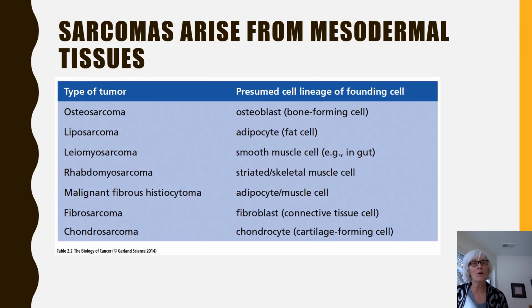Sarcomas are cancers that arise from mesodermal tissue, and some, I'll say, air quote, common sarcomas are listed in this table. I put that in air quotes because sarcomas are not nearly as common as carcinomas. You may have heard of some of these sarcomas, however, osteosarcoma being a cancer of the bone, a liposarcoma being a cancer of adipocytes or fat cells, and leiomyosarcomas being actually quite rare, but cancers of smooth muscle cells.